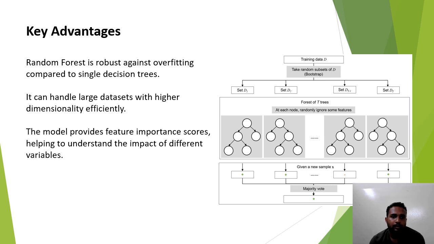Key advantages. Random forest is robust against overfitting compared to a single decision tree. It can handle large datasets with higher dimensionality efficiently. The model provides feature importance scores, helping to understand the impact of different variables. Here we can see the diagram.